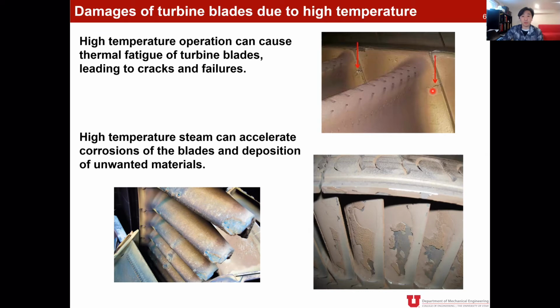Another possible damage is that high temperature steam can accelerate the corrosion problem. Steam is not always pure, so there are always certain impurities inside the steam, and these impurities can be more easily deposited on the surface of the steam turbine at higher temperature. So after running the steam turbine for a certain time, if you take a look at the blades, you can see certain deposition of impurities from the steam on the blades, and that can degrade the performance of the turbine.